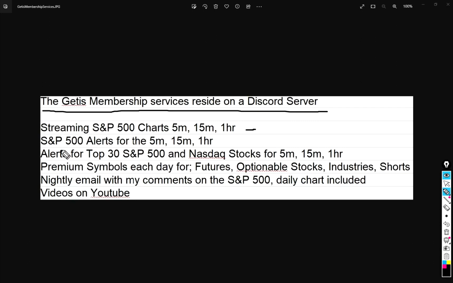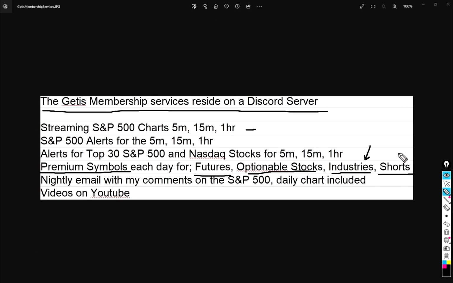Okay. And then there's an S&P 500 alerts. You get the 5, 15 minute, 1 hour, go into that channel. It's a different channel. Okay. Premium symbols channel. So at the end of each day, there's a whole list of symbols that get generated using the same logic on the Gittes Plus indicator for futures and stocks that are optionable, industries, which, big funds are rotating their money in and out of sectors and subsectors in these industries. So that's an important file to look at.